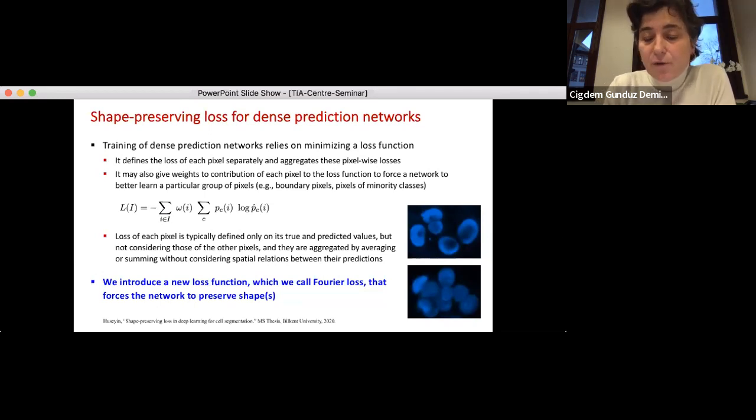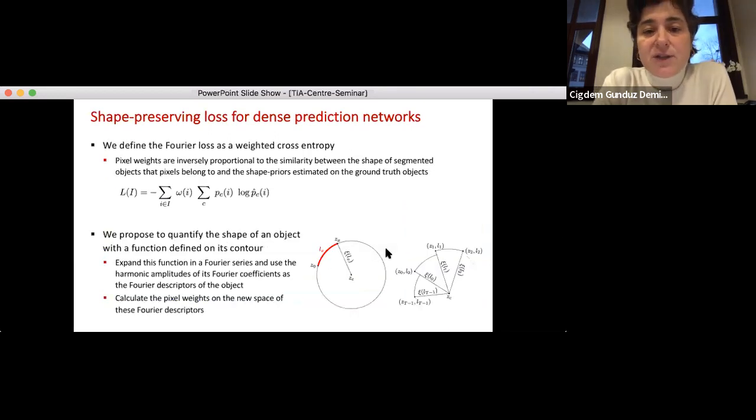We call it a Fourier loss. The Fourier loss is a weighted cross entropy where the weights are calculated as follows. They are calculated inversely proportional to the similarity between the shape of the segmented objects that pixels belong to and the shape priors estimated on the ground truth objects. We make that calculation at the end of each epoch for the current segmented objects, considering the shape priors estimated on the ground truth objects.